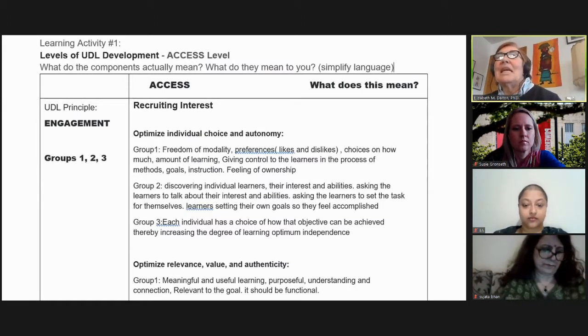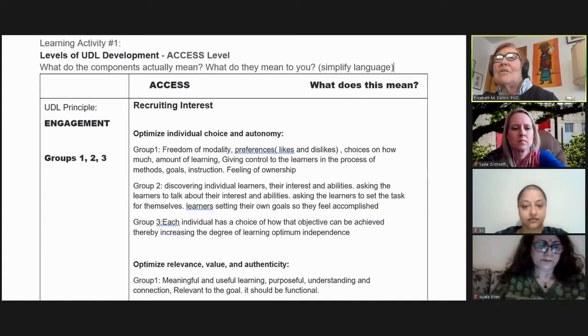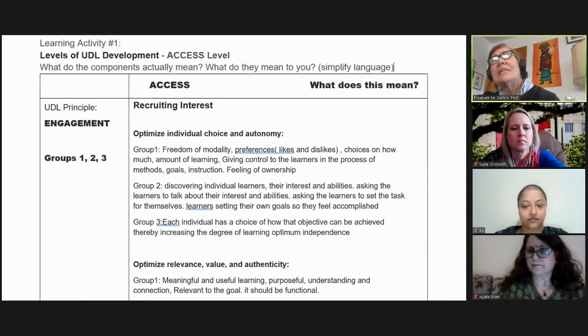This slide shows you the type of feedback, the type of inputs that the groups gave. In group 1, they were looking at the principle of engagement, the guideline of recruiting interest, and the checkpoint of optimizing individual choice and autonomy. They had a discussion and listed the various things that came to mind that would assist in optimizing choice and autonomy: having freedom of modality, supporting the use of likes and dislikes, preferences, choices on how much learning was provided, giving control to the learners in the process, and a feeling of ownership. You can see the type of thinking that was happening within the class. We found these artifacts to be extremely interesting and rich with thinking about the various activities and the individuals in the class.